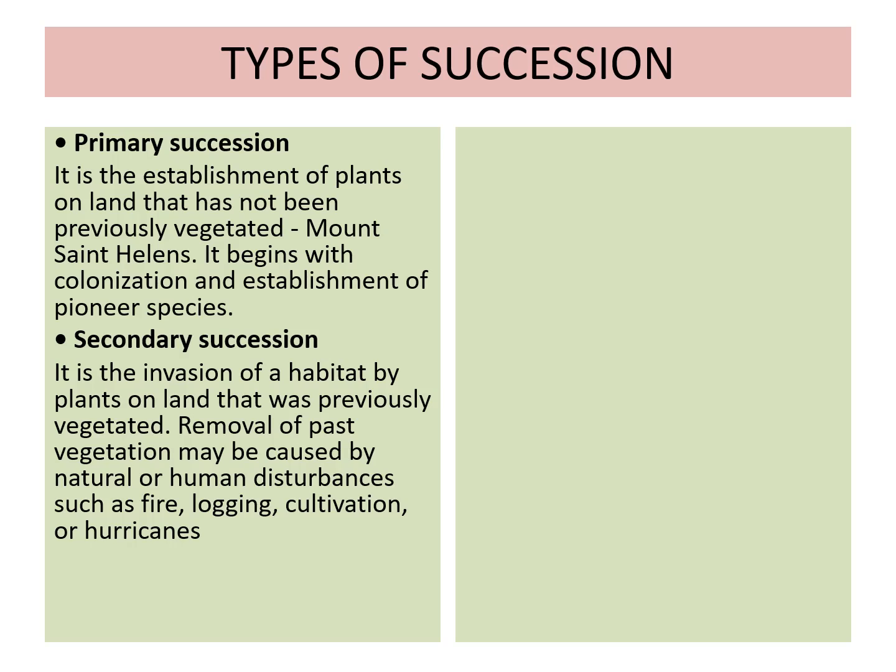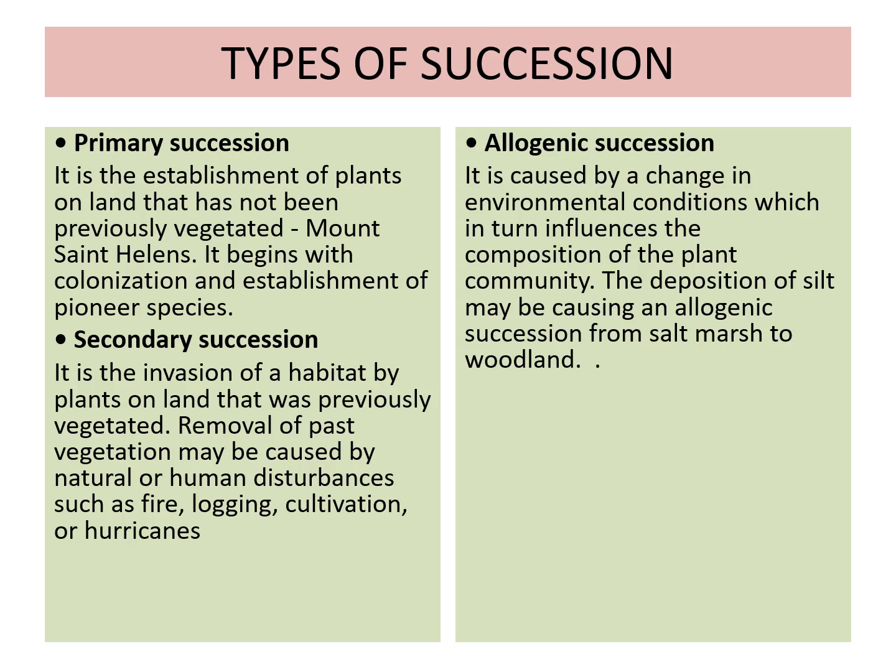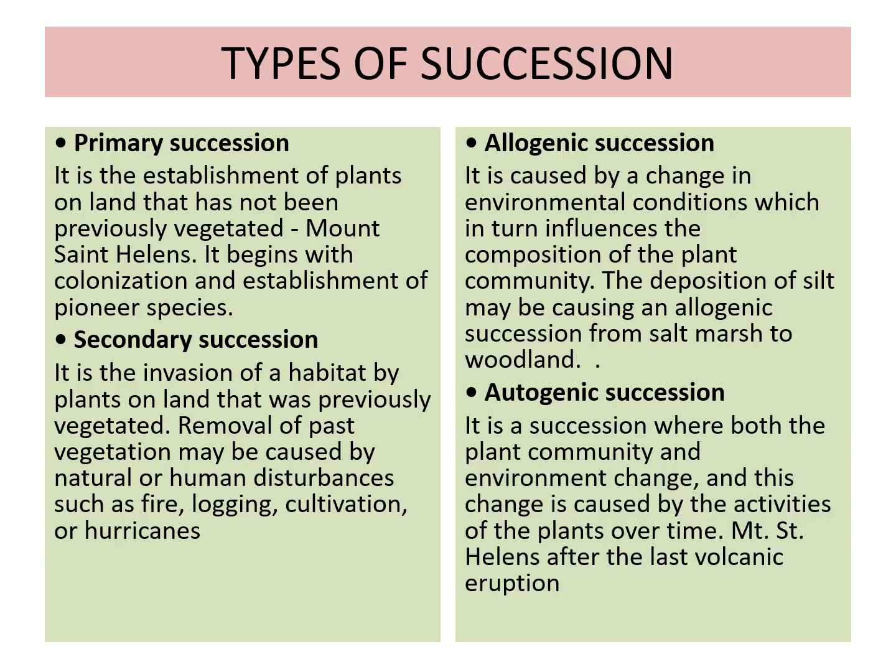Removal of past vegetation may be caused by natural or human disturbances such as fire, logging, cultivation, hurricanes. Then succession is of two types, that is allogenic and autogenic. Allogenic is caused by change in the environmental condition which in turn influences the composition of plant community. The deposition of silt may be causing the allogenic succession from salt marsh to woodland.